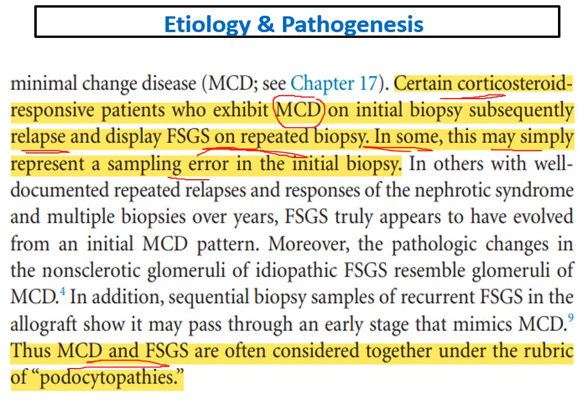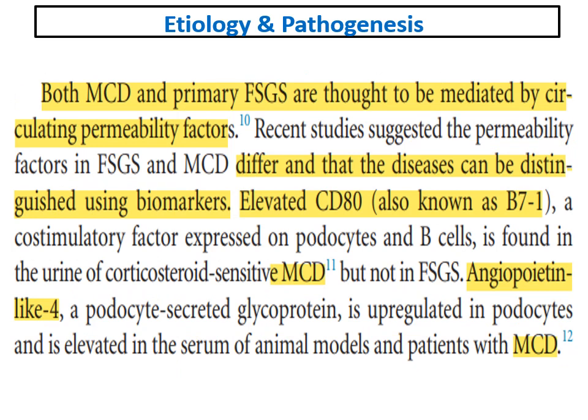So we consider minimal change and focal segmental glomerulosclerosis as podocytopathies because in both of them there is affection of the podocyte. This is very important. Both minimal change and FSGS are suggested to be caused by circulating permeability factors. As we described in minimal change, CD20, CD80, known as B7-1, and angiopoietin-like 4 are suggested biomarkers for minimal change, and they are excreted more in urine and serum of patients with minimal change.